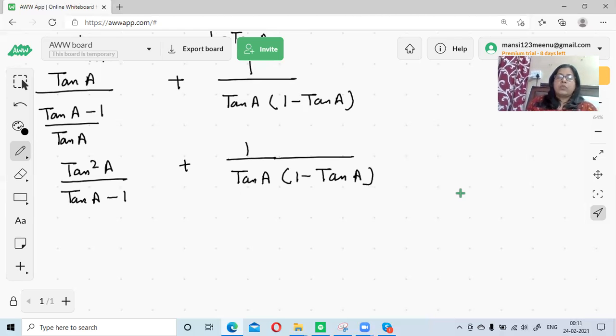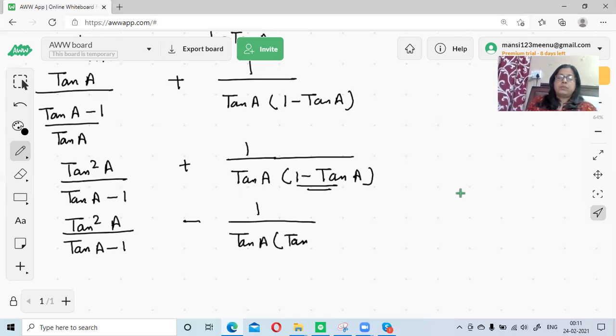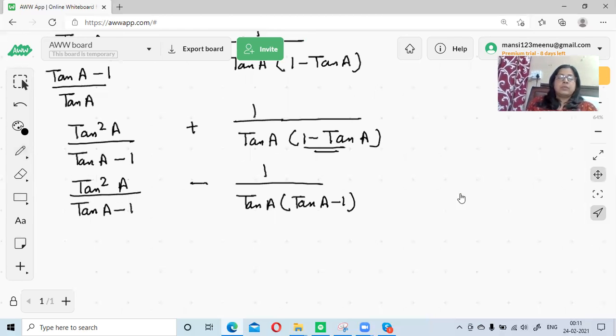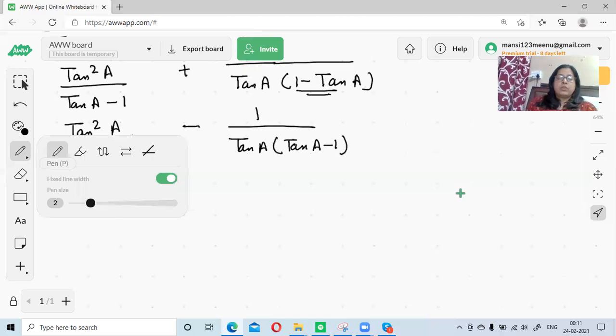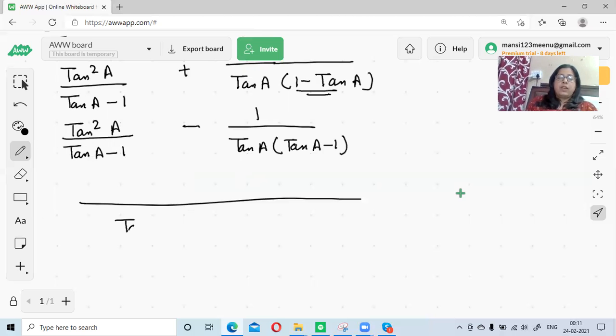Take minus sign out from here. So left hand side is tangent square A upon tangent A minus 1 minus 1 upon tangent A into tangent A minus 1. Now again we will take the LCM. So LCM is equal to tangent of A into tangent of A minus 1.